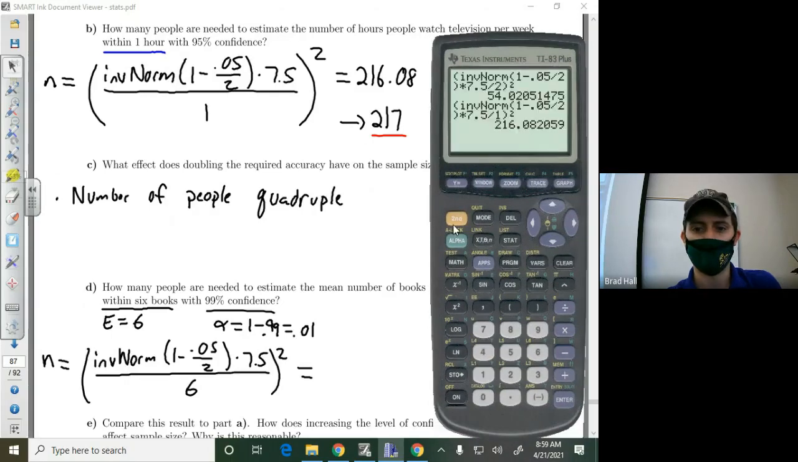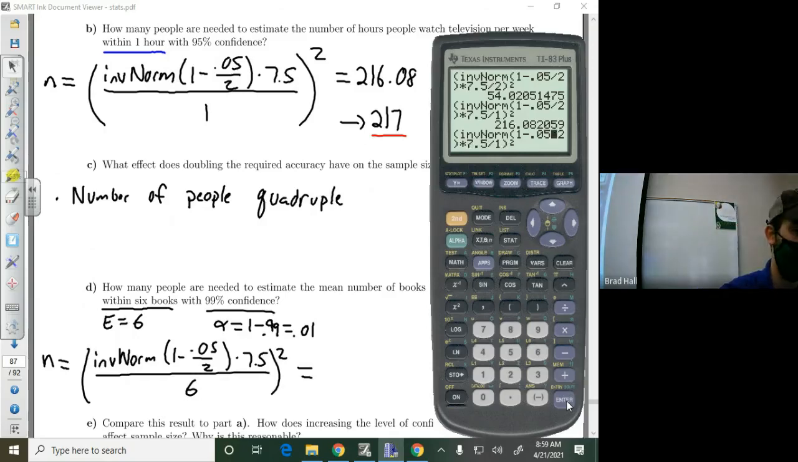And if you're good with the calculator, you can just press second and insert, so you don't have to type in everything again. Wait, what did I put in, 0.05? That should be 0.01, I'm sorry. Make sure you change that. 0.01. Is there anything else I'm missing? All right, that should be it.